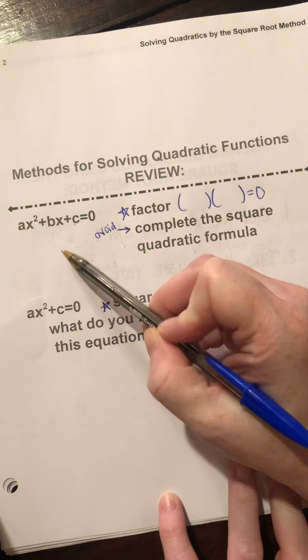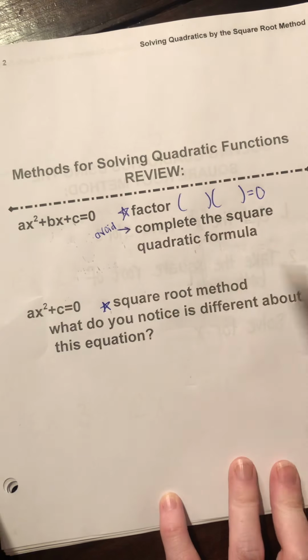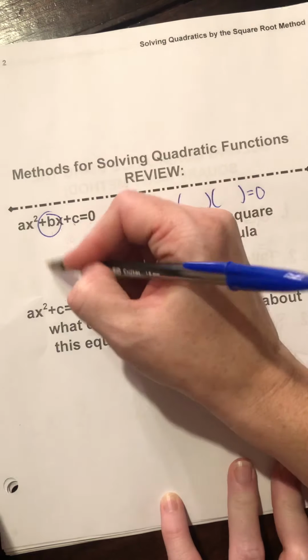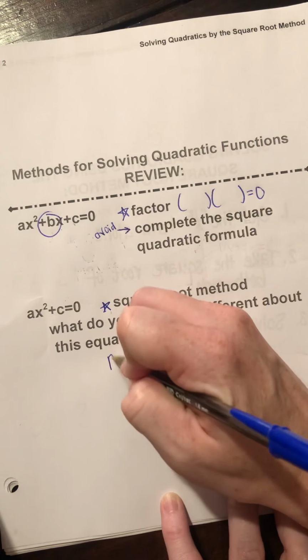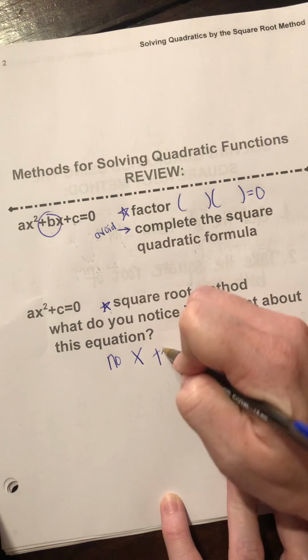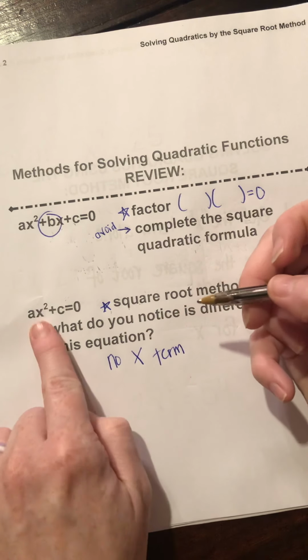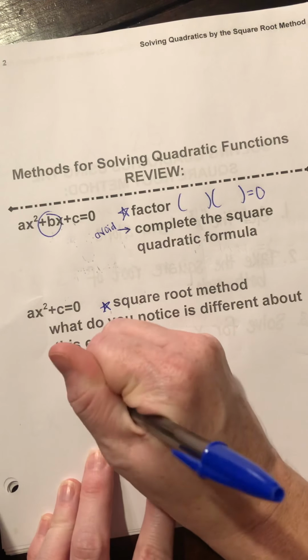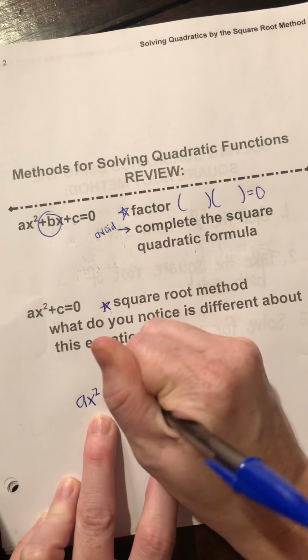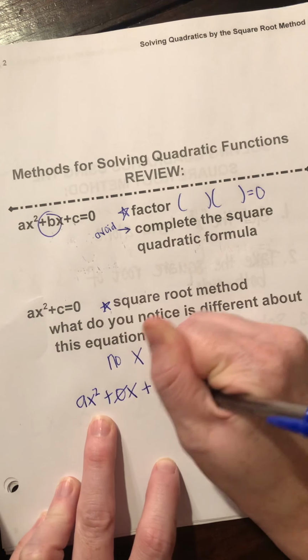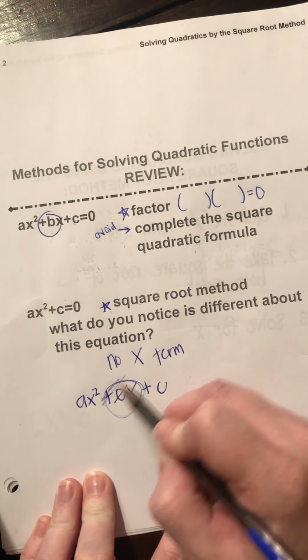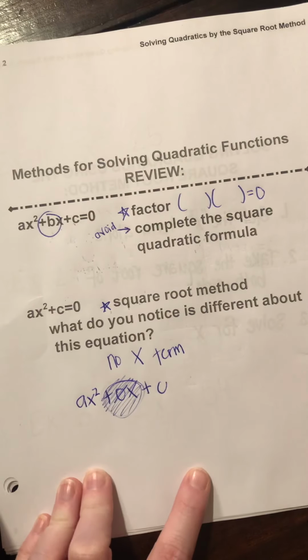What do you notice is different about these 2 equations? I see one thing. This one has bx, and this one does not. So there is no x term. I do have x squared, but I don't have that bx term in the middle. So technically, this one could be rewritten as ax squared plus 0x plus c. But anything times 0 is just 0, so that really can be avoided, okay?